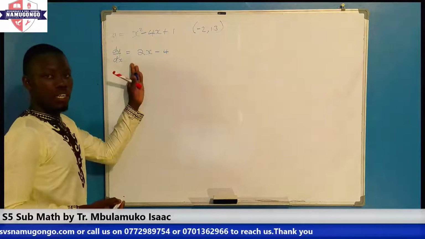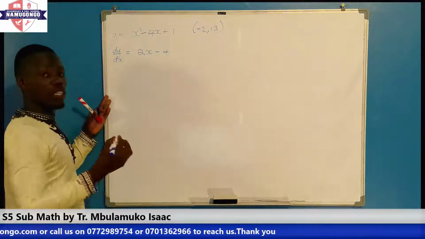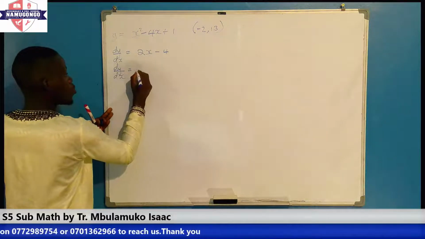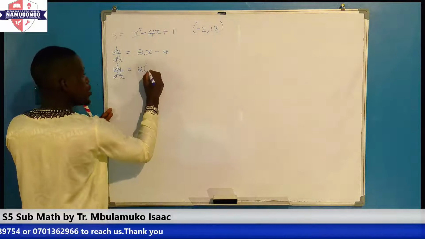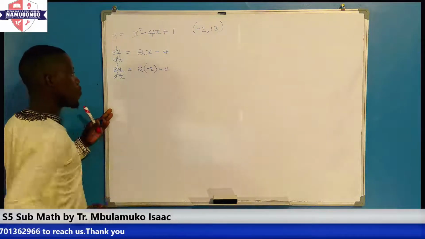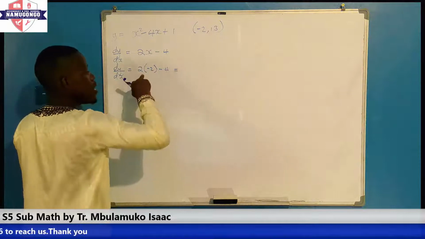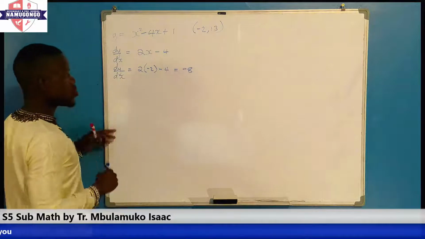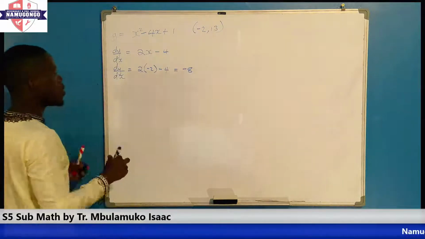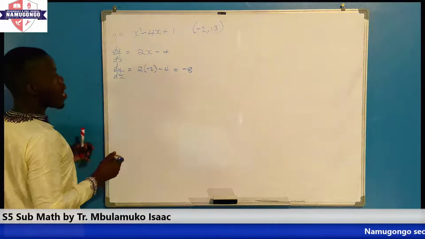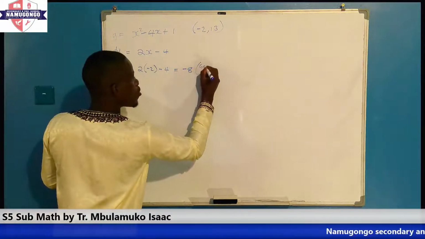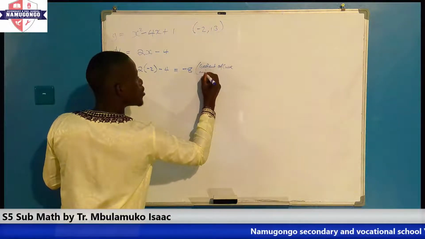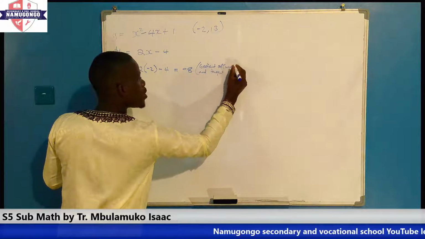Now, this is the gradient function, but we need to get the value of the gradient. So we shall substitute into dy/dx = 2x minus 4. I told you always substitute the x value, which is -2. And here we are going to get -4 minus 4, which is -8. So you compute this in your calculator, so as not to always make errors. Now, this is the gradient of the curve and tangent. This is what we've been saying.